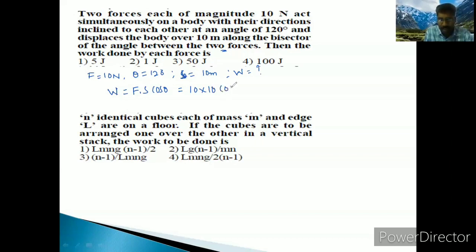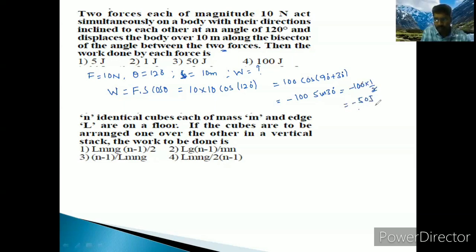10 times 10 cos 120 degrees. So here, 100 into what can we write? Cos of 90 plus 30 degrees. So we get minus 100 sin 30 degrees. Minus 100 into sin 30, which is half, so we get minus 50 joules. We'll get the answer. So which option? Third option is the correct one. So we'll see the next problem.